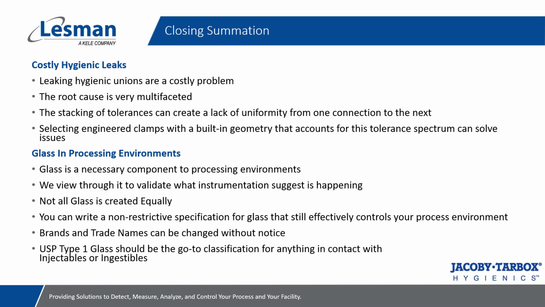You can write a non-restrictive specification that doesn't include brands or trade names and effectively control your process equipment. So brands and trade names, stay away from them. Lean towards classifying just like you do with your elastomers, right? You're not saying what type of elastomer necessarily needs to be used. You're just saying it needs to be class 6. You can do the same thing. You don't have to say what type of process observation equipment is being used, but you should say that it's USP type 1 glass, because that is the go-to classification for anything that's in a parenteral drug manufacturing facility.